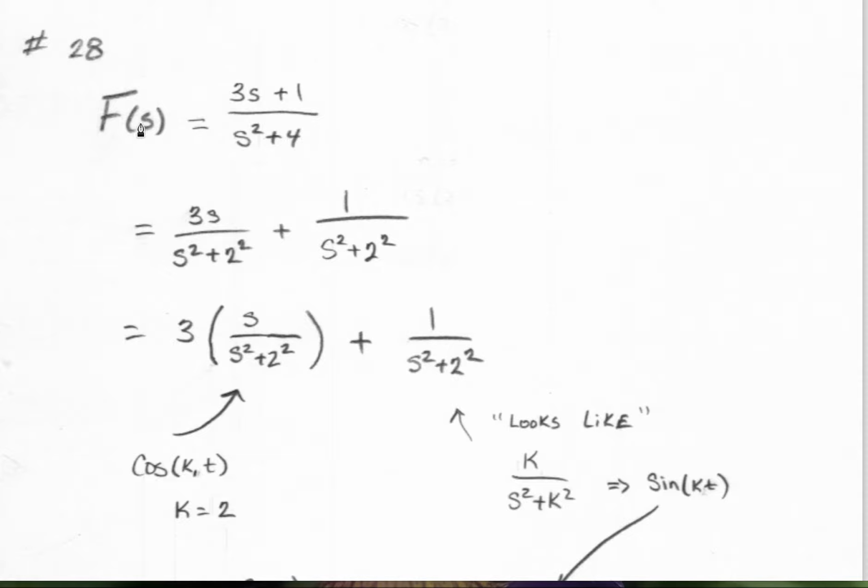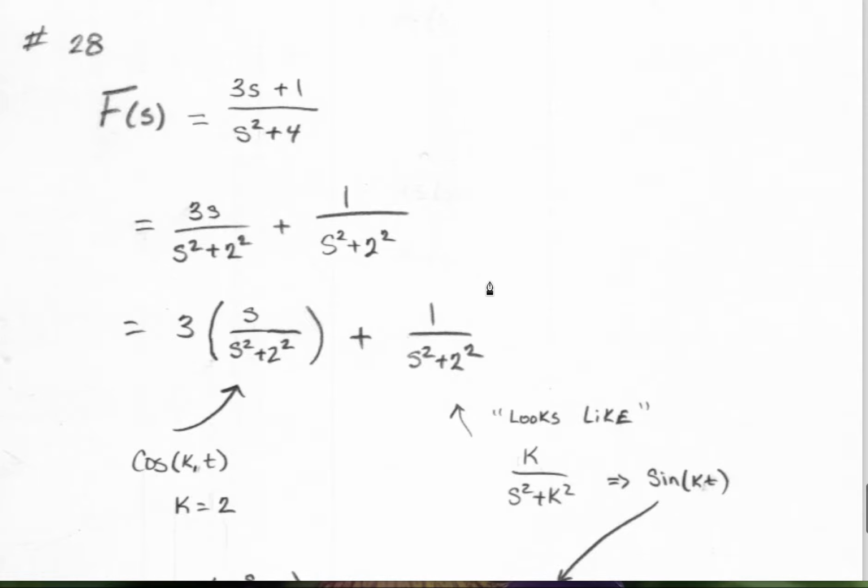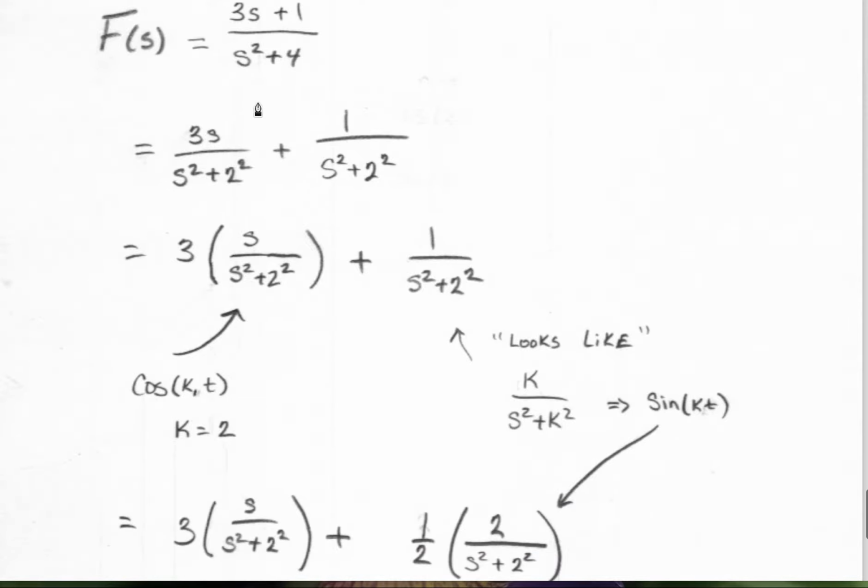So I have this case where I'm given 3s plus 1 divided by s squared plus 4. And one thing I'm always thinking about when I see these is, can I break up this one fraction into two fractions? And in this case, it's pretty easy, right? So I can take this as 3s divided by s squared plus 2 squared, plus 1 over s squared plus 2 squared.